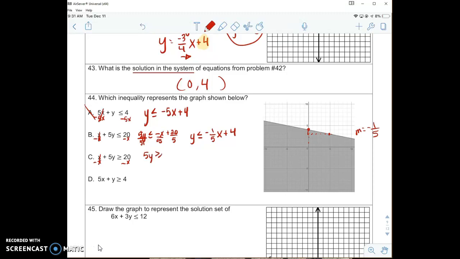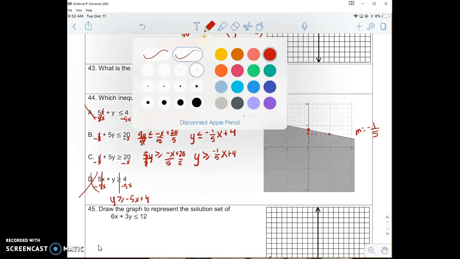5y is greater than or equal to negative x plus 20, and I divide everything by 5, just like we did on the last one. So this is the same except our inequality symbol. Y is greater than or equal to negative 1 over 5x plus 4. And for the last one, I subtract 5x on both sides. Y is greater than or equal to negative 5x plus 4. Our slope is negative 1 over 5, so D cannot be our answer.